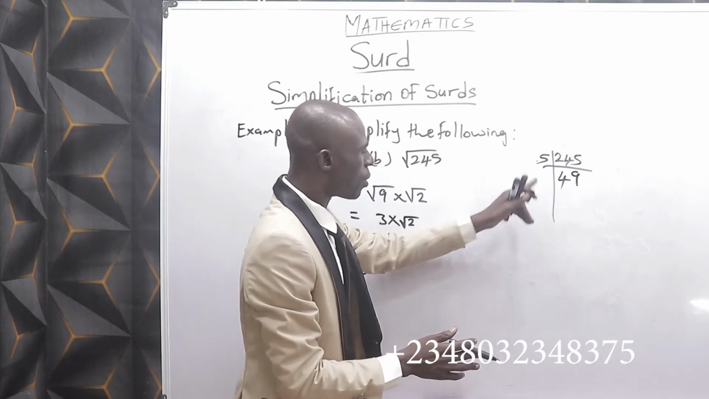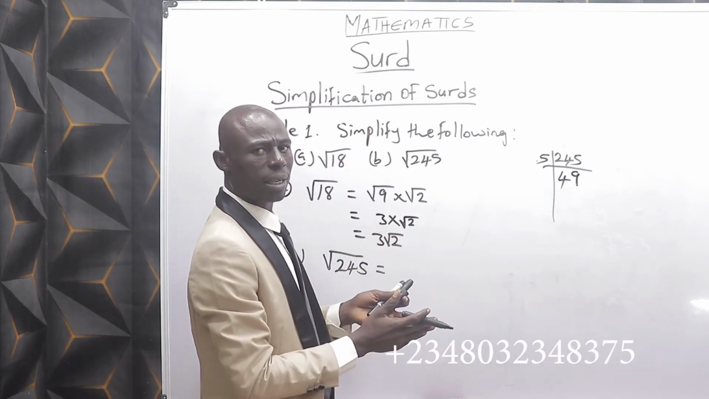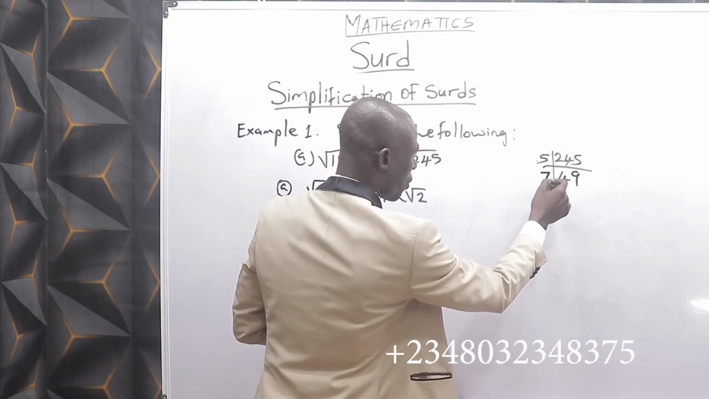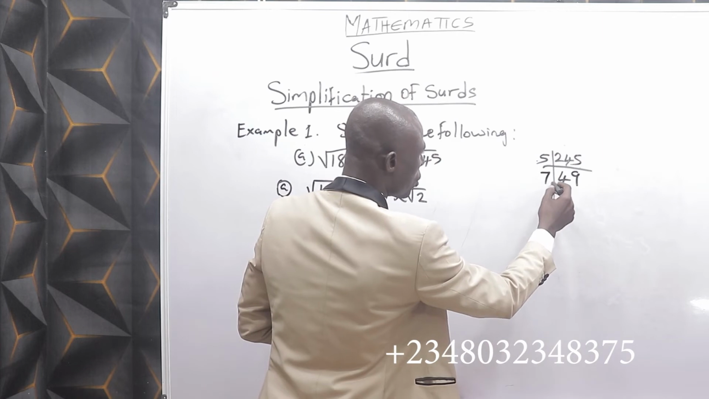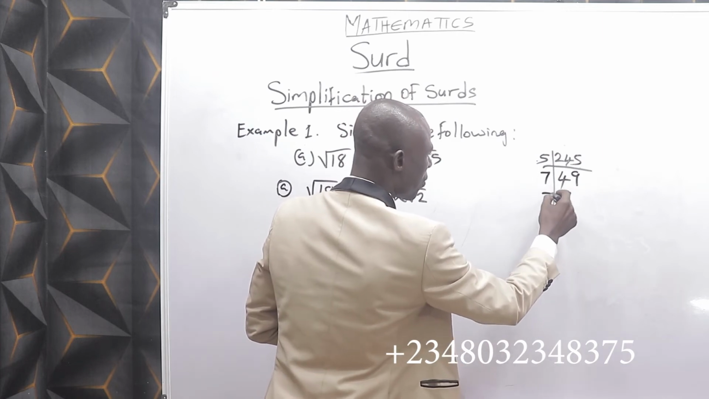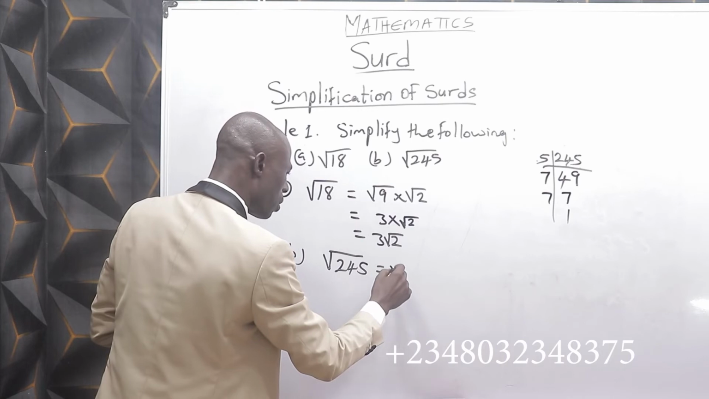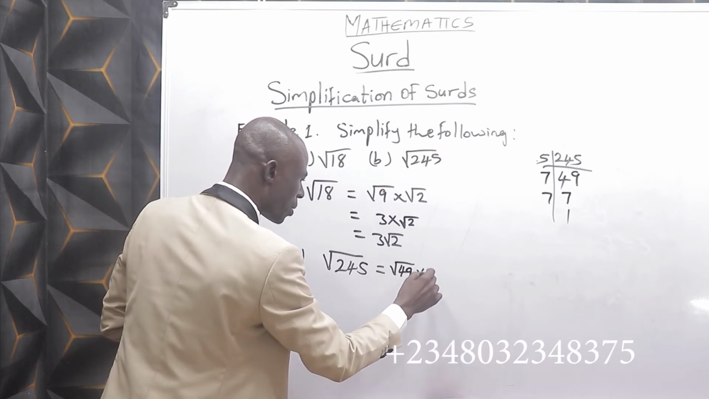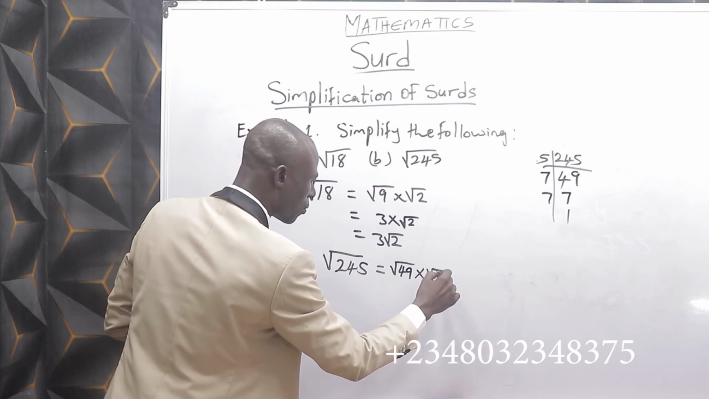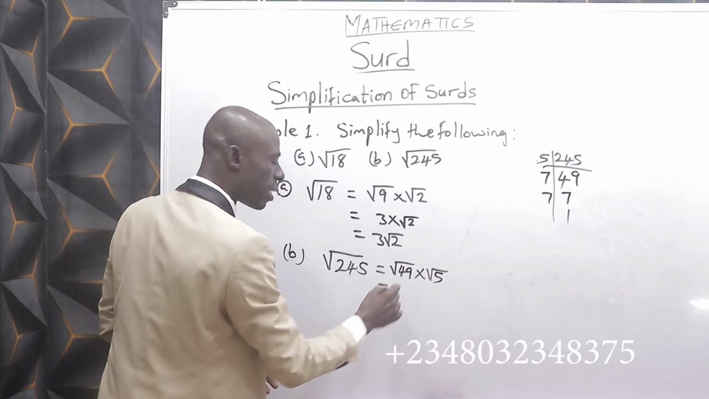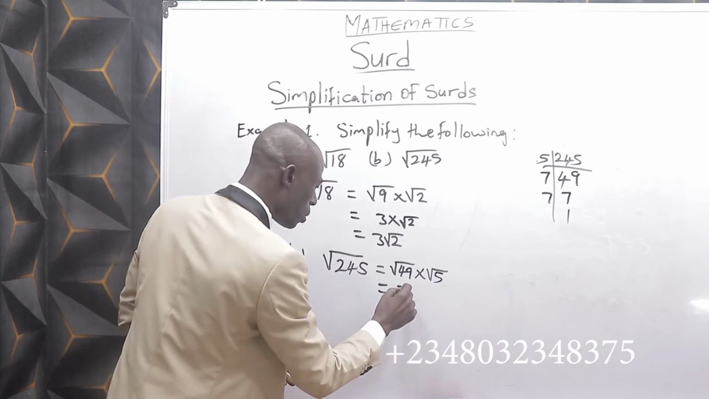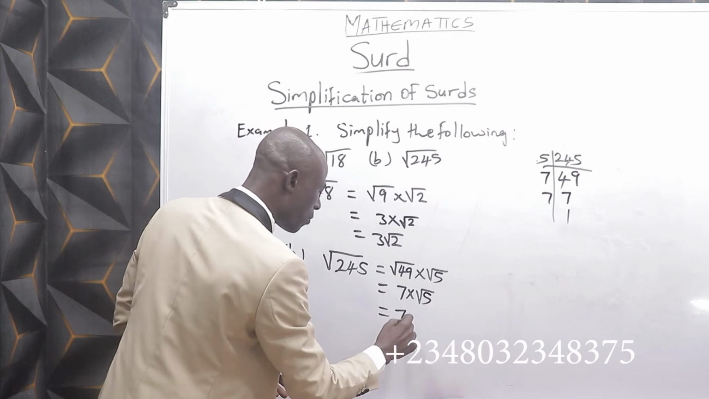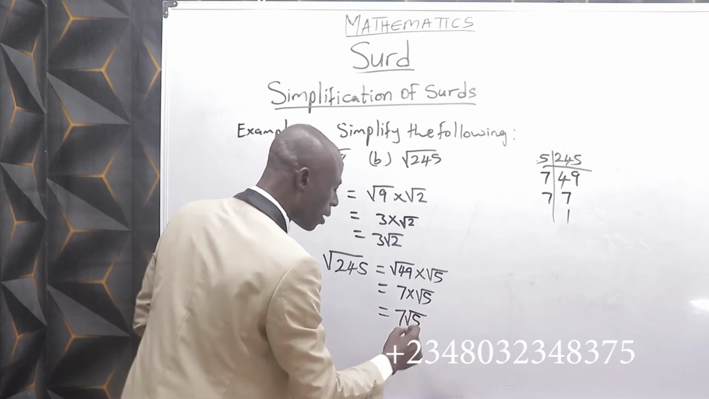This 49 and 5. Meanwhile, 49 is a perfect square. 5 is a non-perfect square. And if you like, you can further divide 49 into 7 times 7. So you can have square root of 49 times square root of 5. Square root of 49 is 7 times square root of 5, which gives 7 root 5.